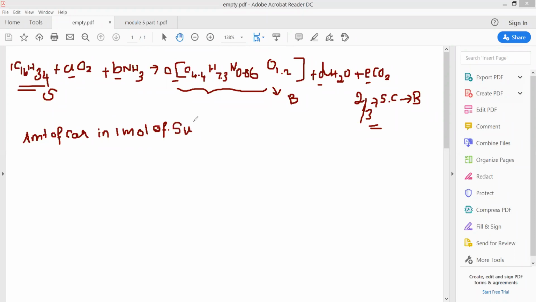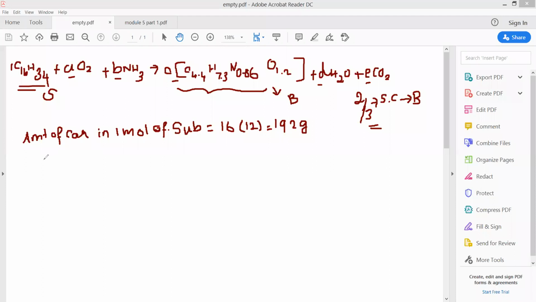Amount of carbon in 1 mole of substrate is equal to how many? Okay, 16. Moles is 1 only, and 16 into the atomic weight of carbon. So 16 into 12, that is 16 carbons, that is 192 grams. So the amount of carbon present in the substrate is 192 grams. And out of this, 2/3 of the substrate carbon is being converted to biomass, as given in the problem.